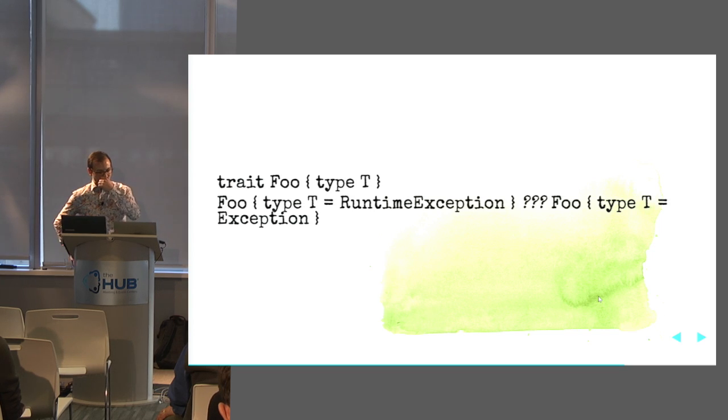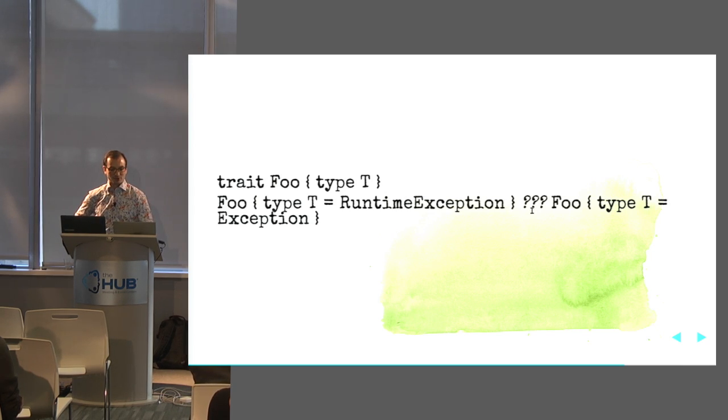But what happens here? If we try and convert that to type members, we have no way of specifying this type to be covariant or contravariant. So what is the relationship between these two types? What are these question marks? Is it subtyping? Is it supertyping?